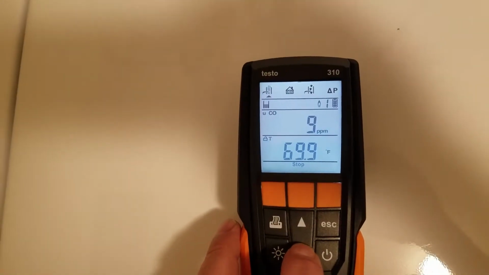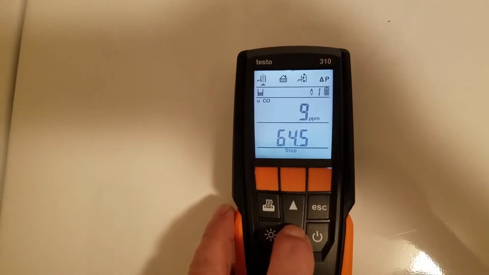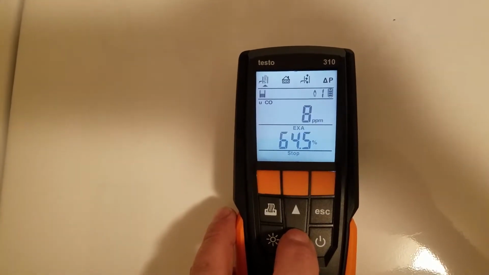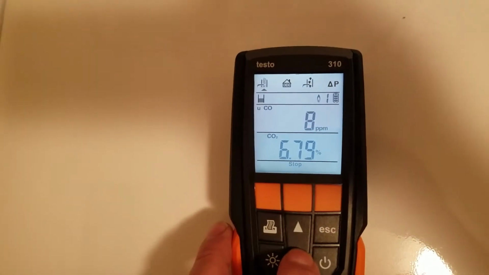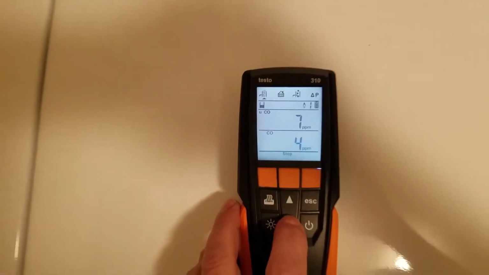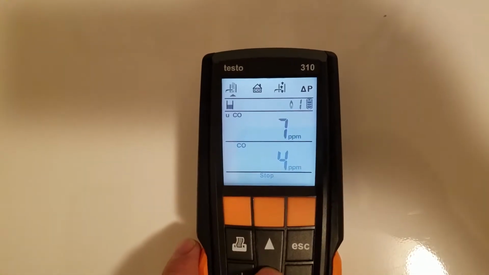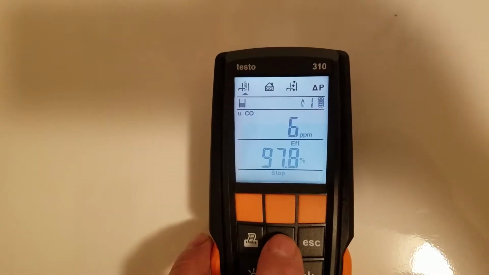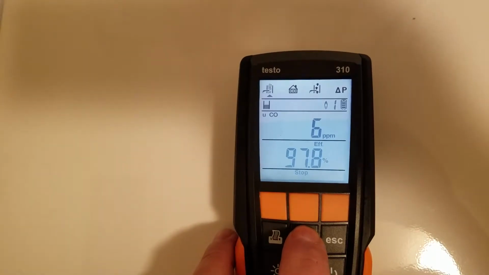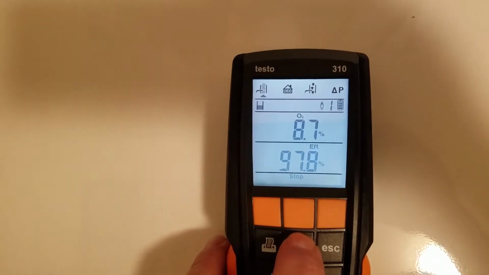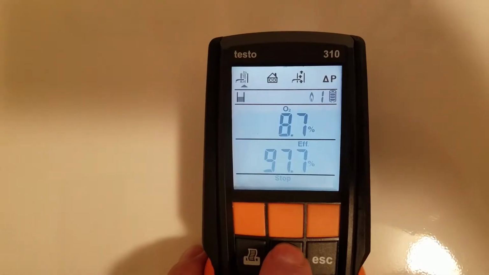We got ambient temperature 70, excess air 64.5, CO percent 6.79, 4 ppm CO, so we're good. Combustion efficiency is 98. Let's see what we got for oxygen, 8.7%.